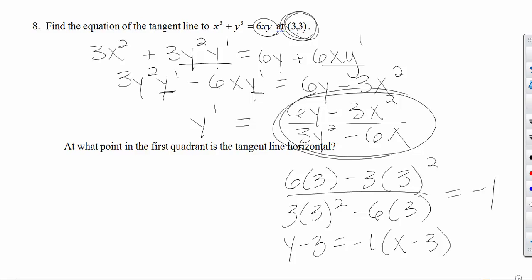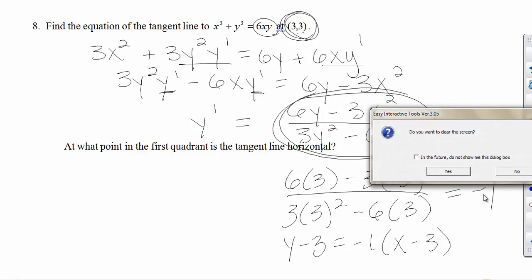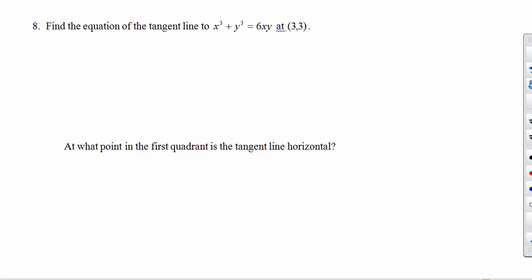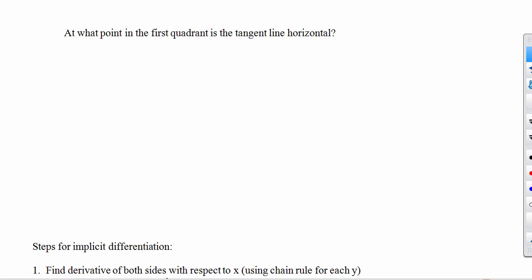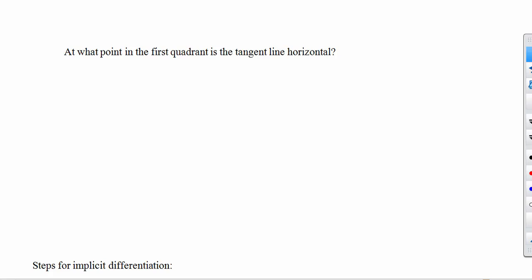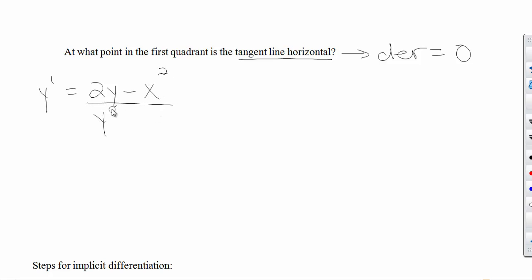And then I have a question here asking, where do I have horizontal tangents? Okay, so the same problem, but where would my tangent lines be horizontal, in the first quadrant? So tangent line horizontal means, we all know this, derivative equals 0. So the derivative from this problem is 2y minus x squared over y squared minus 2x. I took a 3 out of everything. So where the tangent line would be horizontal is where this would equal 0.